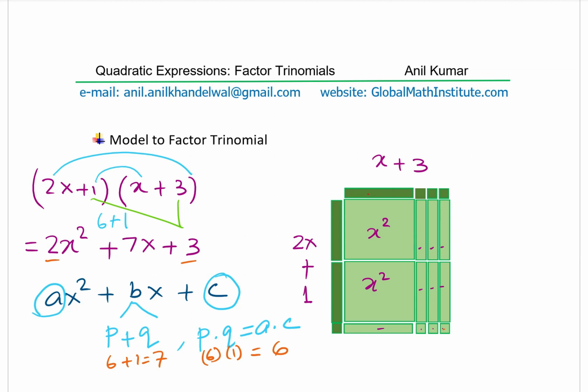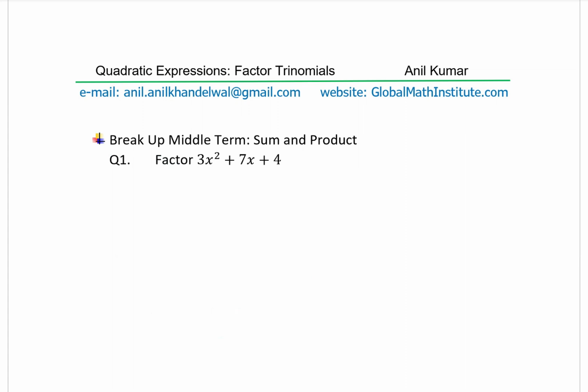So let's now take a few examples. Basically, what we will do here is we'll split the middle term to get the factored form. So the first question here is, break up the middle term with sum and product. Question 1, factor 3x squared plus 7x plus 4.